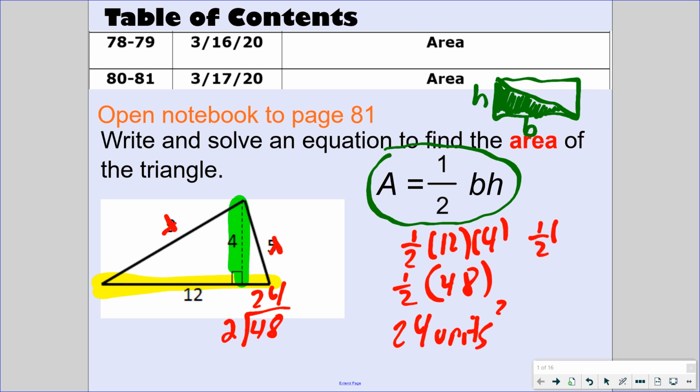I have some students who use number sense to solve it. What do you mean by that? They do half of the base number. Half of 12 is 6. 6 times 4 is 24 units square. That's another way you could have solved it.